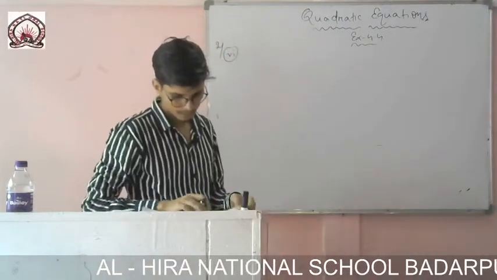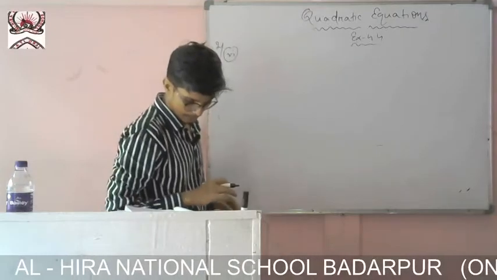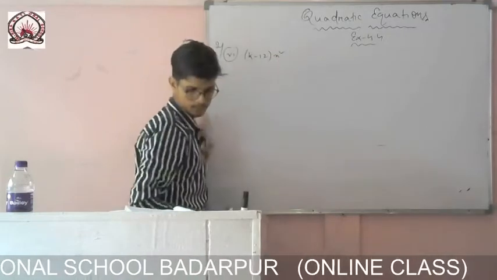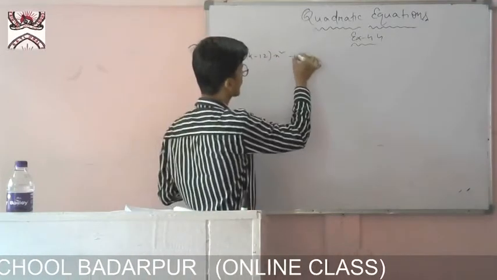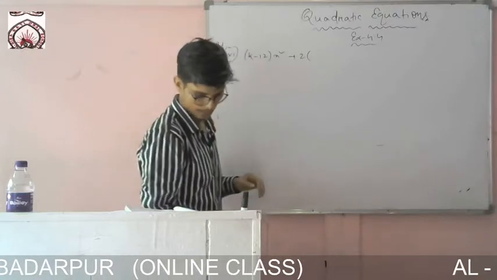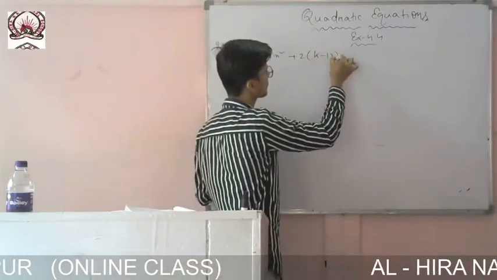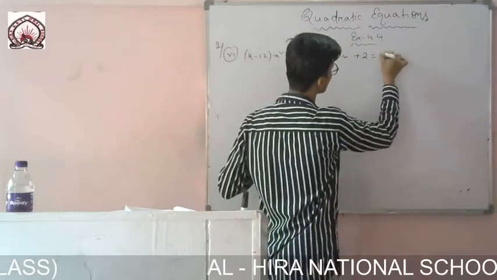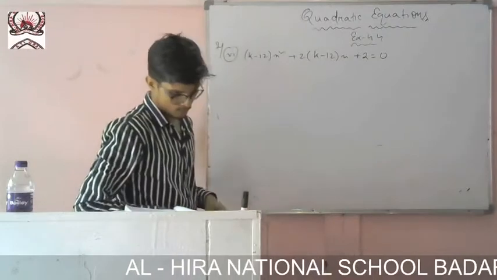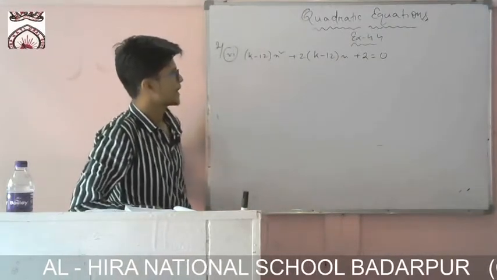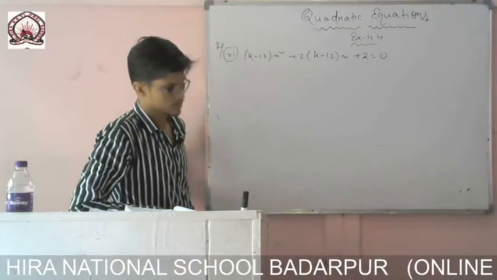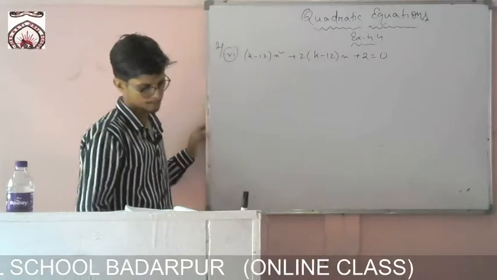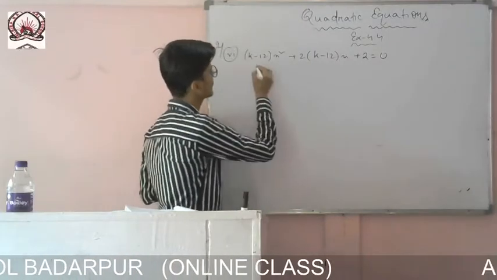So question is given: (k minus 12)x square plus 2(k minus 12)x plus 2 equals to 0. (k minus 12)x square plus 2(k minus 12) into x plus 2 equals to 0. So first of all, I have to make this a quadratic equation. So first of all, I have to solve it.